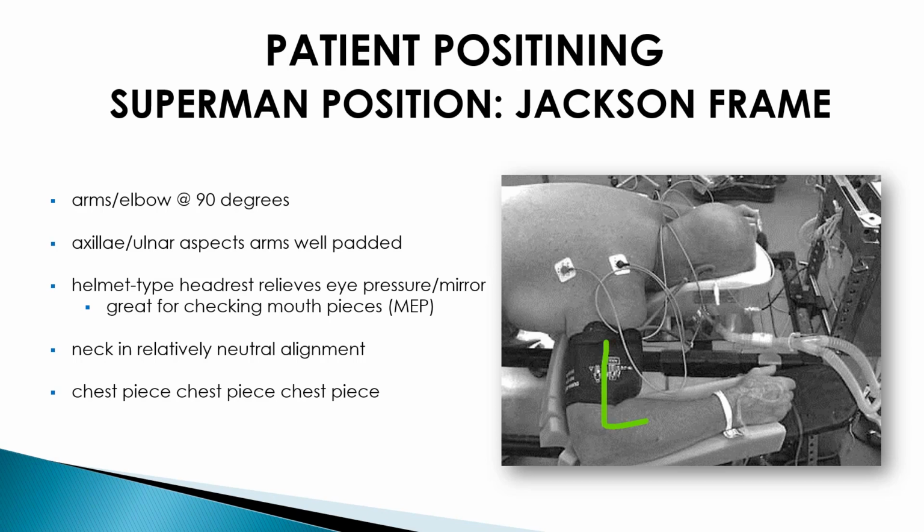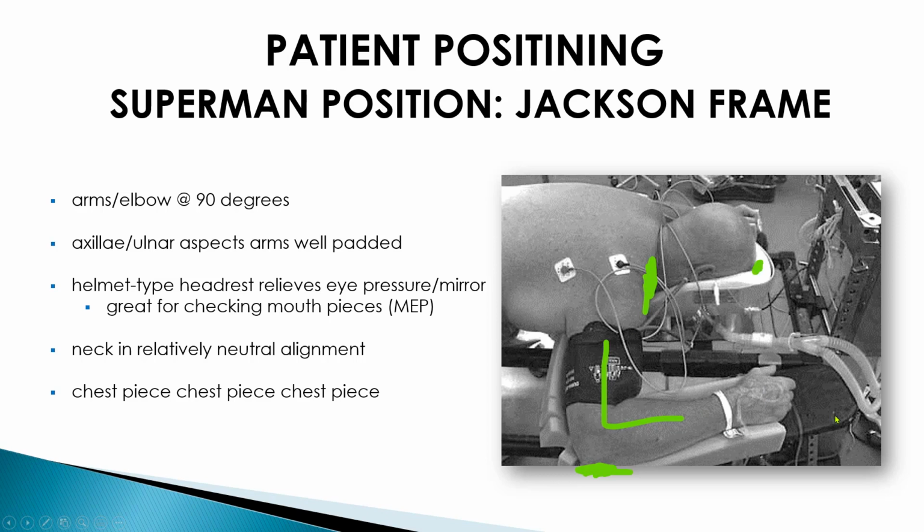The arms and the elbows should be at a 90-degree angle. The axilla and the ulnar aspects of the arm should be well padded. Here's where the ulnar nerve runs, and here's the padding, because laying on this ulnar nerve can do damage to the arm. Here's that brachial plexus area. It needs to be padded real well in there as well.